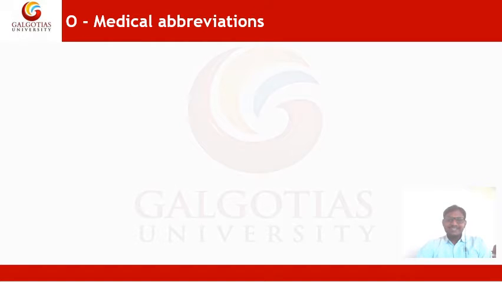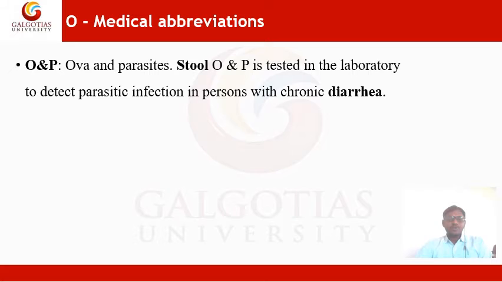Medical abbreviations related to O. O and P, ova and parasite. Ova and parasite means when the patient is infected with diarrhea, at that time we go for examination of the stool. In the stool, we have to mention whether ova, parasite eggs or adult parasites are present or not. The stool O and P is tested in the laboratory to detect any parasitic infection in a person with chronic diarrhea.